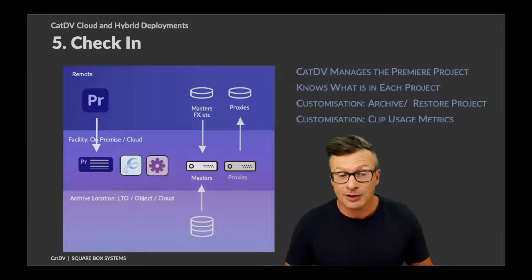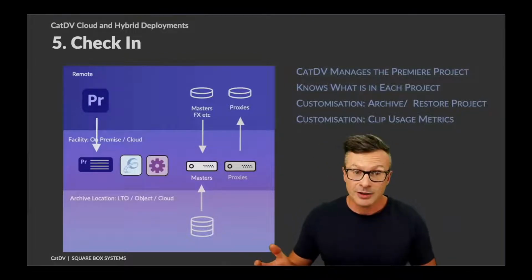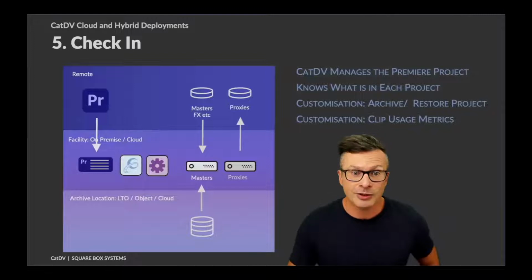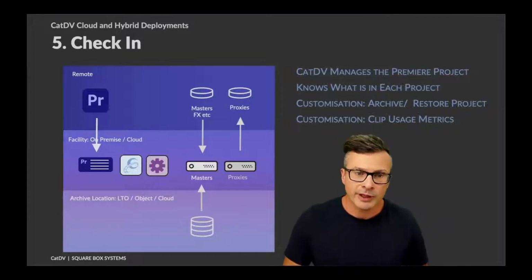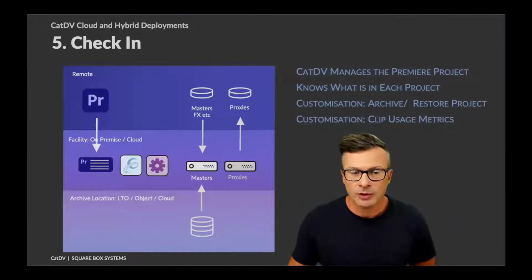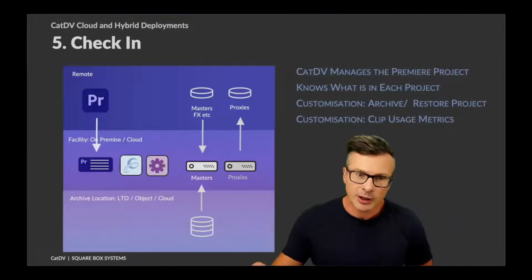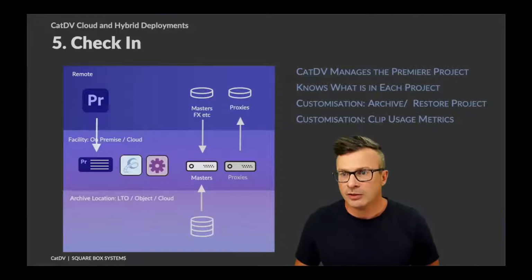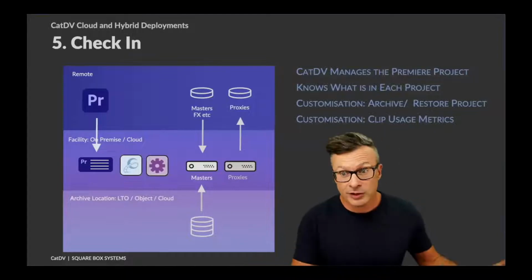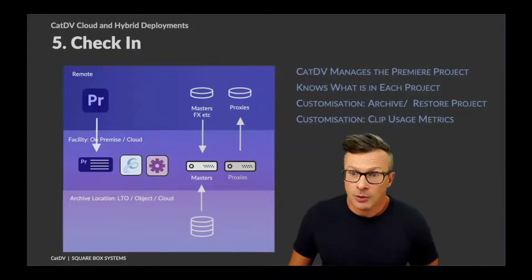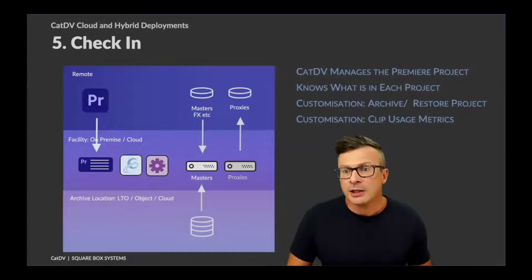So for a start, we can open it on somebody else's machine, and that's the checkout thing we're going to come into in a minute. But also we can archive and restore all the content relating to a project, because CatDV knows everything that's in a project. So with a little bit of customization, we might choose to make it a bit easier to do, but JavaScript lets us do that with the worker. Say, archive everything on this project, restore everything on this project. Pretty cool.